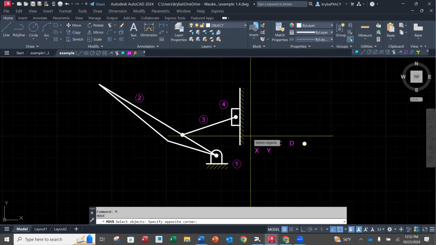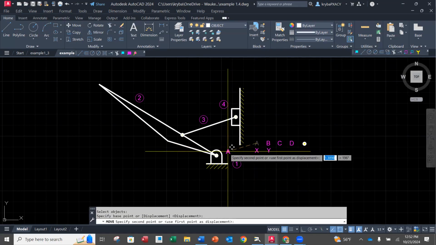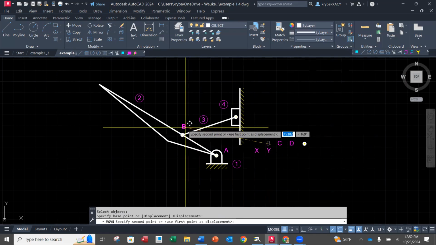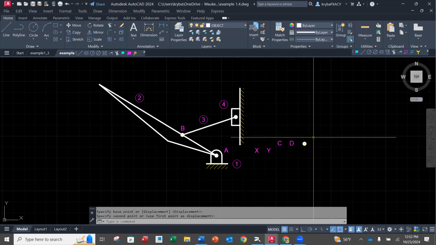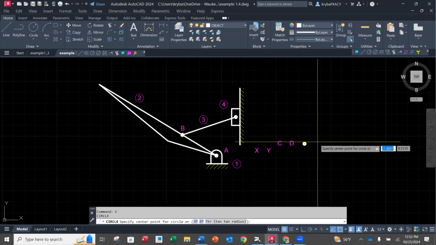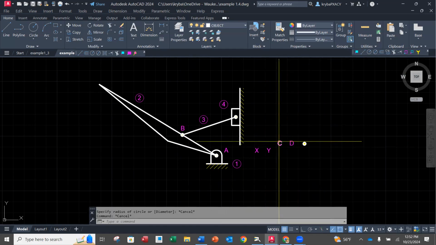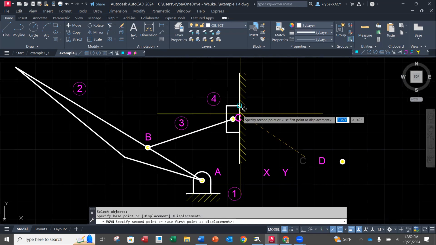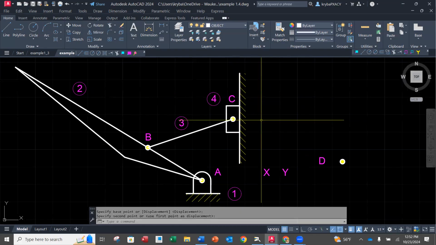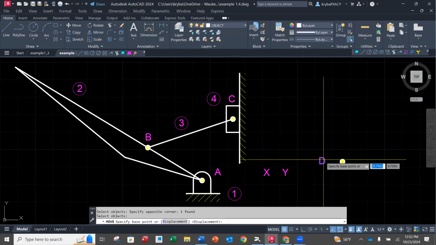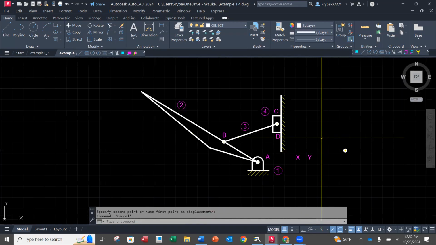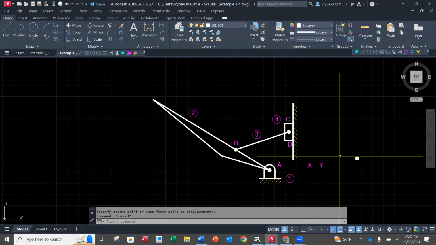Now I'm going to move A there. I'm going to move B to the next primary joint. C. Oops. C. I don't know if I'm going to sneak it in there or not. So I'm just going to put it above, and then I'm going to move D. I'm going to put it nice and close to where the slider hits the surface.